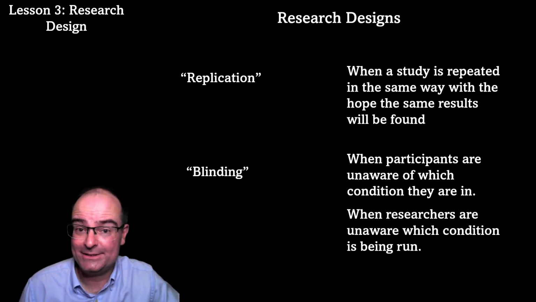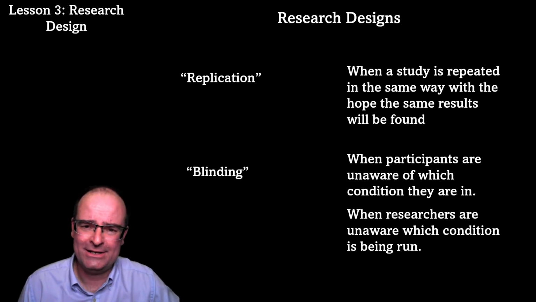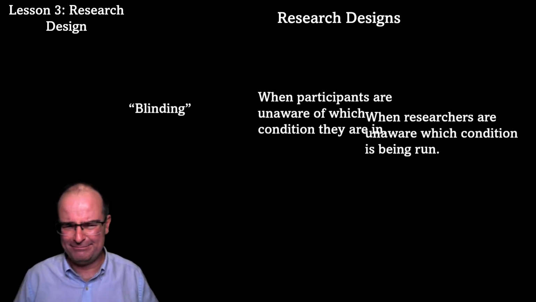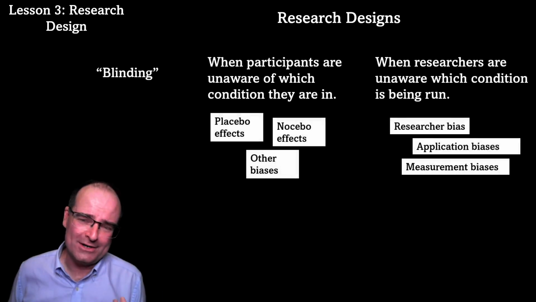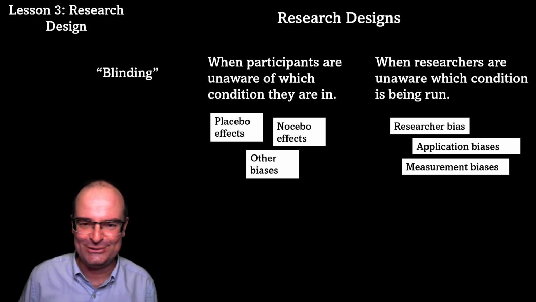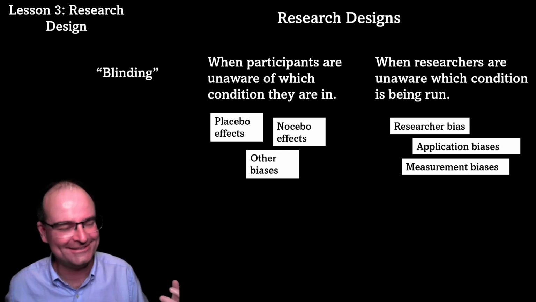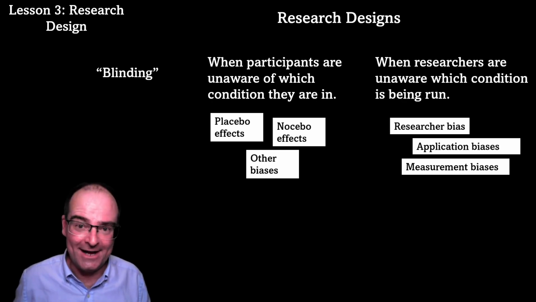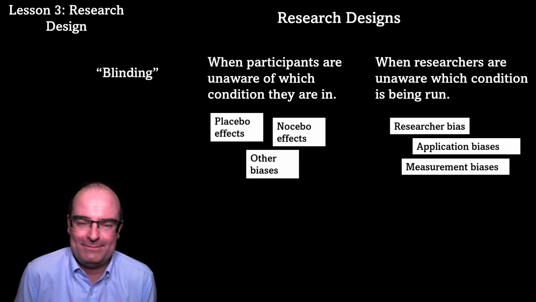Okay, blinding. Blinding is when participants are unaware of what condition they're in, and also when researchers are unaware of which condition is being run. There's several kinds of bias that result. If you're a participant and you've guessed what condition you're in, and this is the unspoken goal of every psychology student, to always try and work out what the study is about while you're doing it, that's okay, everyone does it. But if you manage to guess that, then you might have placebo effects. You might get better, even though nothing's been given to you.